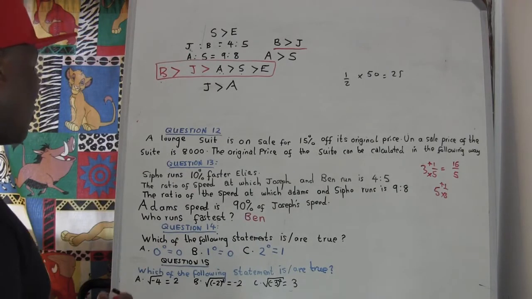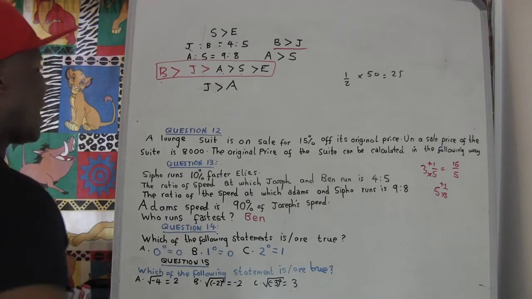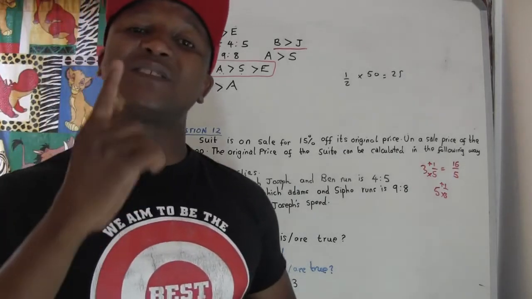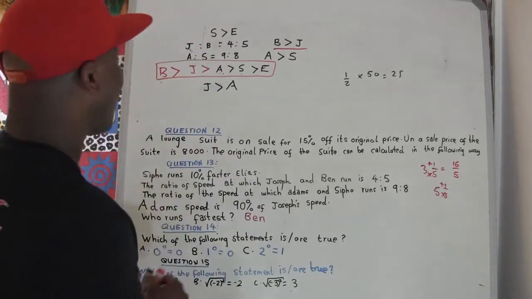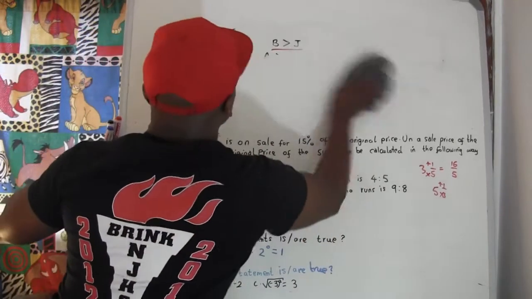Which first statement is true? Now, any number to the power 0 equals 1, except 0 itself. Okay? Any number power 0. So now I'm going to raise this.